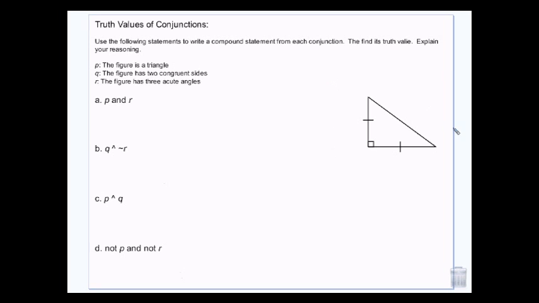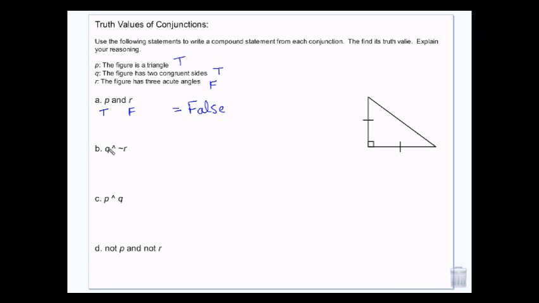The figure is a triangle. True. The figure has two congruent sides. True. The figure has three acute angles. False. So I have two true statements and a false one. So if I look at P and R, P is true, R is false. So true and false. P, Q, and R are just the letters that we use to represent the whole sentence, so you don't have to write the whole thing out. So we write false. Because P is true, but R is false, and I use the word and, so the whole thing is false.